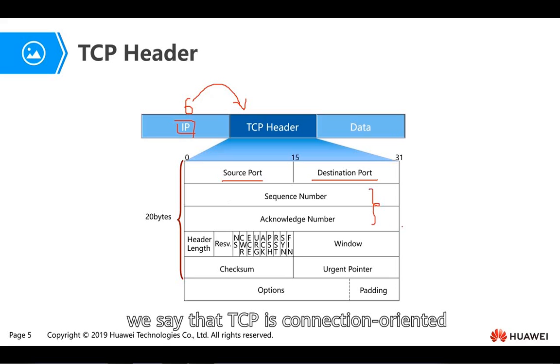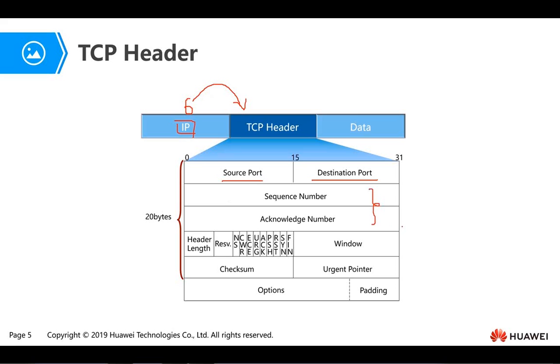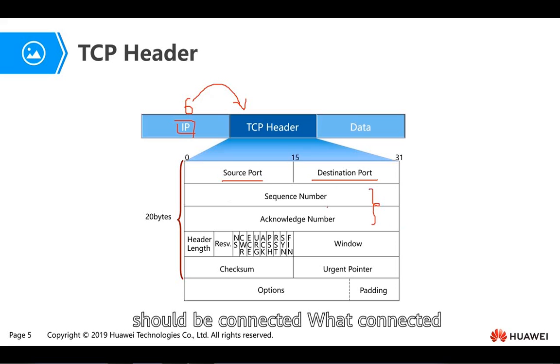We say that TCP is connection oriented. Connection oriented means the two hosts should be connected.